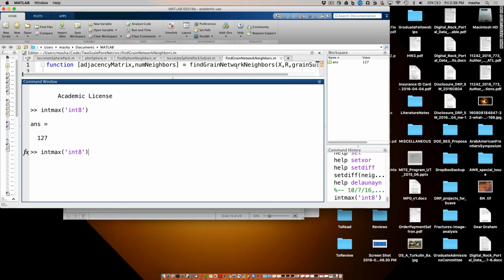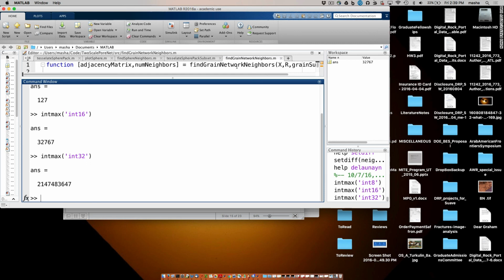is 127. 16, and these are signed. And 32. So this is precisely what we went through here. These two we computed. So that's for integers, because I have no decimal points to store.